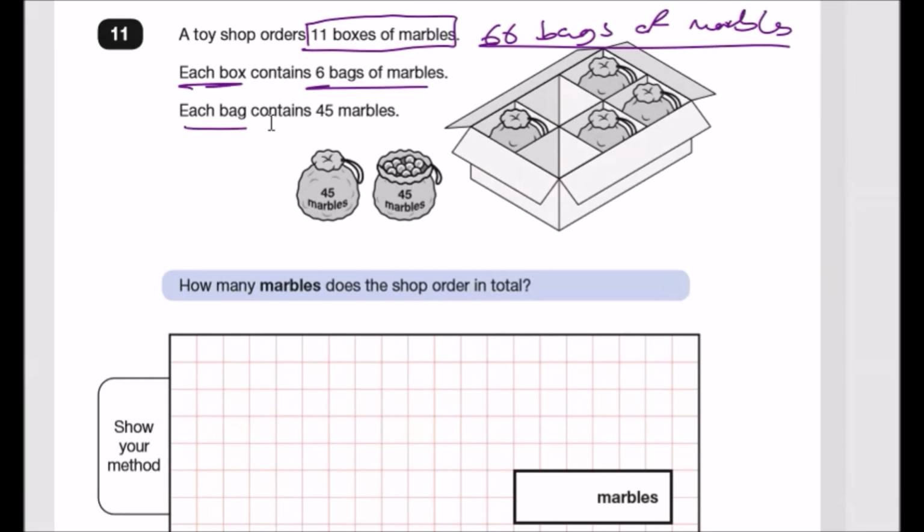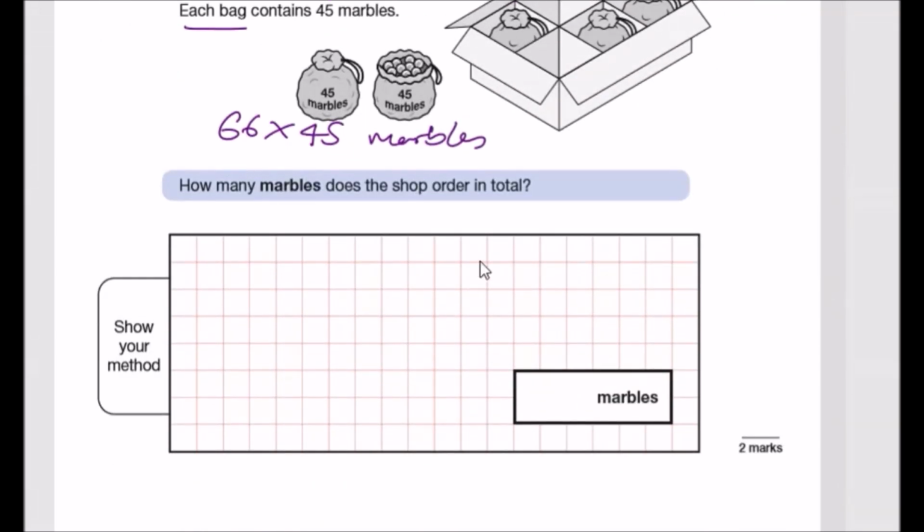And now for each bag of these 66, there are 45 marbles. So altogether we have 66 times 45 marbles. So what they want us to do here is using our math skills and our long multiplication skills to work out the total number of marbles. So I'm going to make my life easy and just use the grid method now. So I'm going to put 60 and 6 by 40 and 5. I'm just going to multiply everything across.